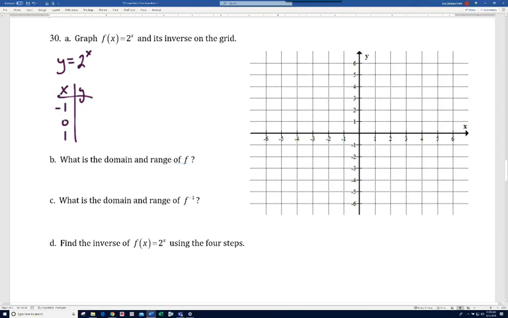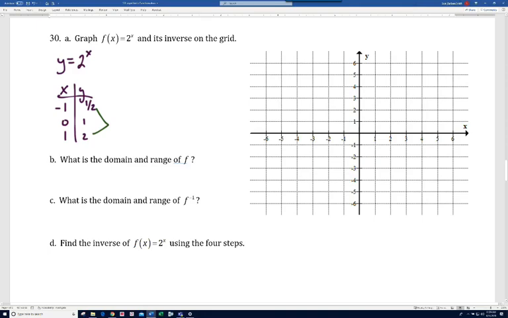And let's see, I'm going to go ahead and plug in the 0. 2 to the 0 power would be 1. 2 to the first power would be 2. And 2 to the -1, that would be a half. Now I would just remind you that these two numbers are always going to be reciprocals. In fact, when we get to the ones where we're graphing logarithmic functions, it's going to be the same way. So I'll usually plug in the 1 and get 2, and then I would just use the reciprocal. You don't really have to do any work there.